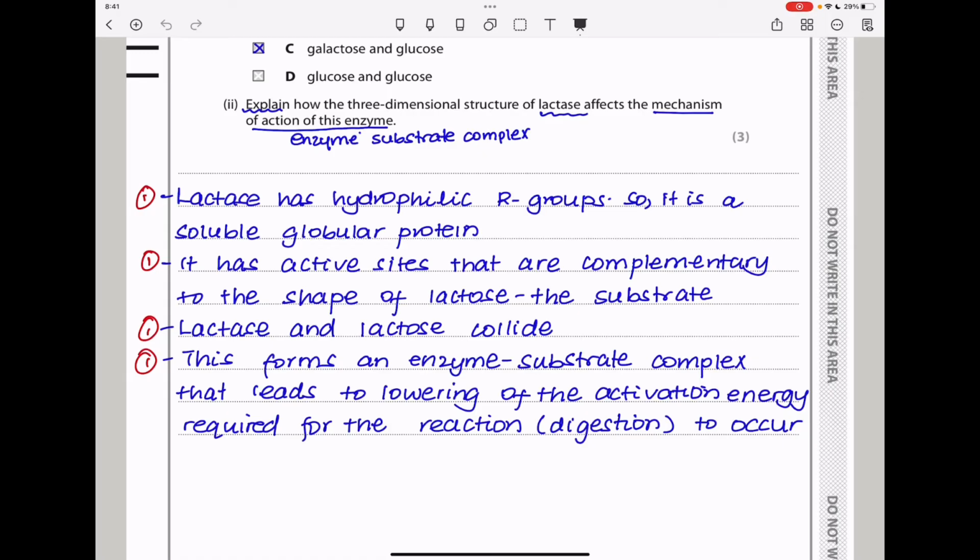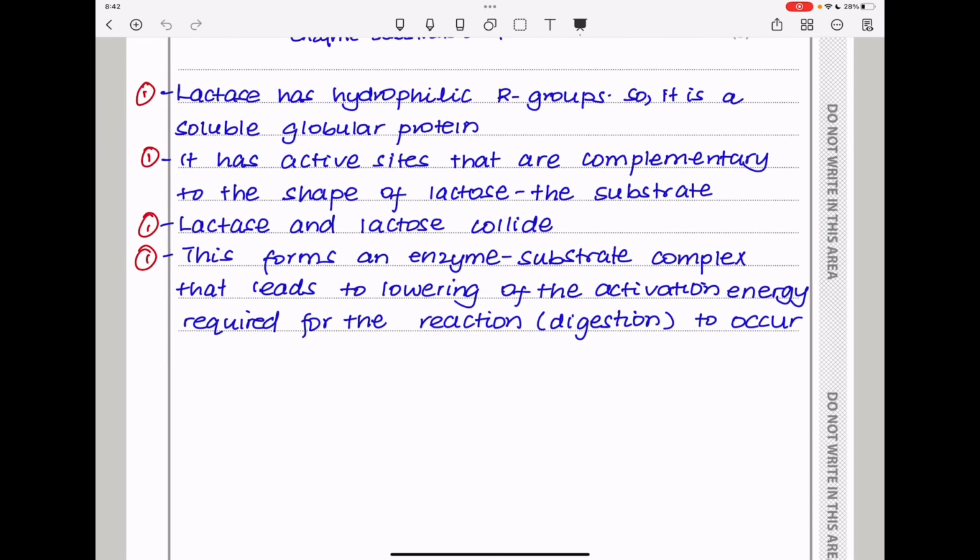The key thing here is, as this enzyme works, it's going to be soluble. And because it's an enzyme with a three-dimensional structure, it is going to be a globular protein. This globular protein has hydrophilic R groups that are going to make it soluble. During the reaction, the enzyme and the substrate collide. When they collide, they bind onto each other, forming an enzyme substrate complex. That enzyme substrate complex causes a reduction of the activation energy required for that reaction, so digestion occurs at a lower temperature. So let's continue.